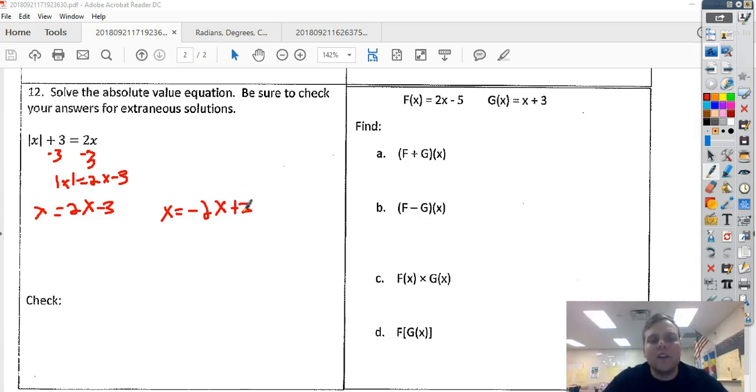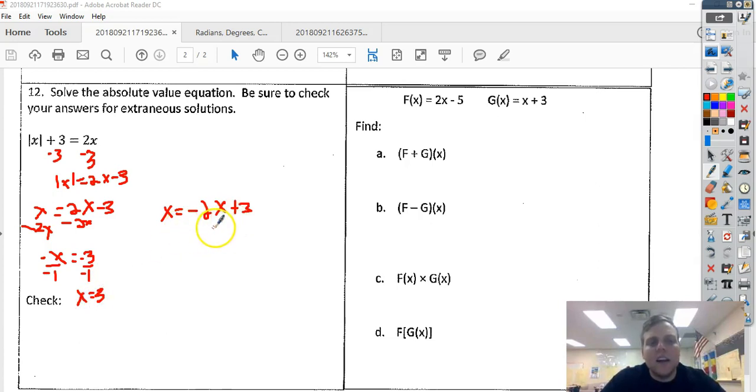Now I need to solve for x in both cases. Most students like to move x's to the left and numbers to the right. That's fine. We can do that. So I'm going to subtract 2x minus 2x. So x minus 2x is -x is equal to a negative 3. So if negative x equals negative 3, I just divide by negative 1 to get x positive, and I get x is equal to 3.